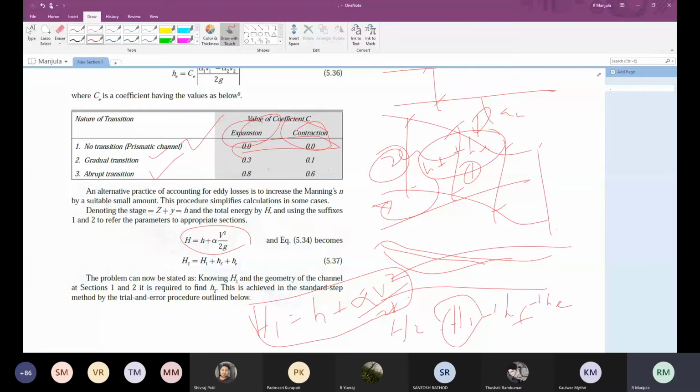The friction losses and eddy losses have to be included, because energy is neither created nor destroyed. Since there is no inflow and outflow of discharge, which is a basic assumption, you can consider H2 to include your friction loss and your eddy losses.